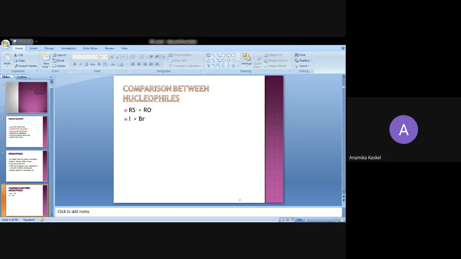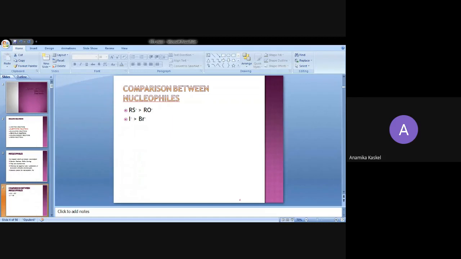Due to the large size of sulfur. This is one point, very good answer, but go for the basic thing. Less electronegativity of sulfur. Very good answer. That means this is the correct answer. RS minus, RO minus. Think. RS minus is a nucleophile. Why is RS minus a nucleophile?